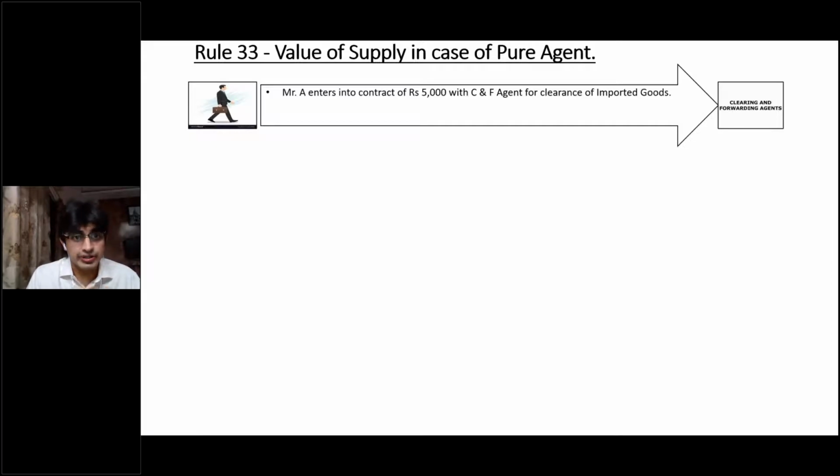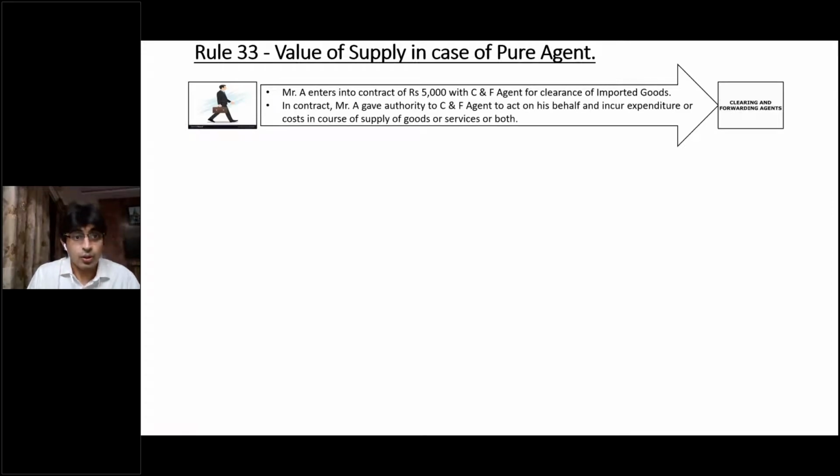Mr. A enters into a contract of rupees 5,000 with a CNF agent for clearance of his imported goods. What did I do? I gave a contract to the CNF agent to clear my imported goods. I will pay him 5,000 for that service. I'm also giving authority to him to act on my behalf and incur any expenditure or cost on my behalf. Okay?